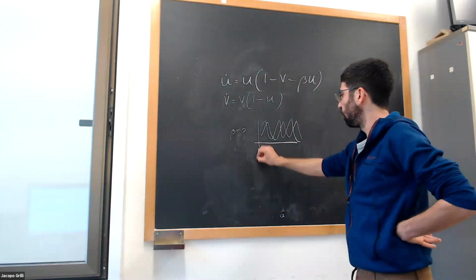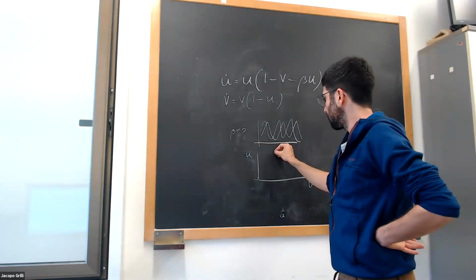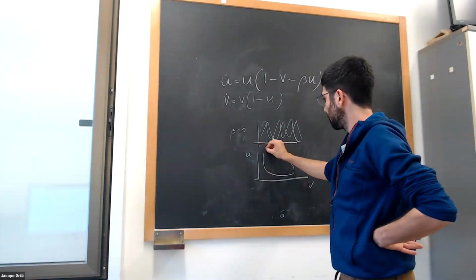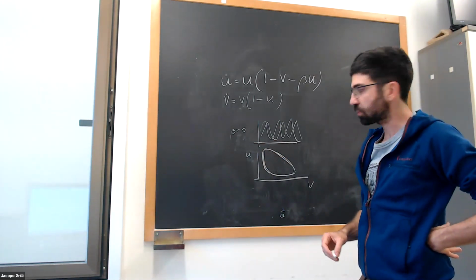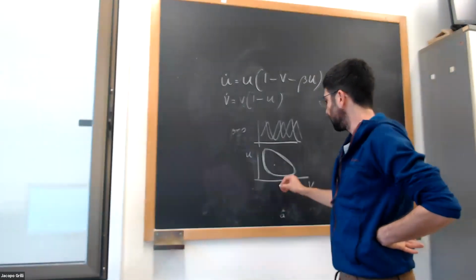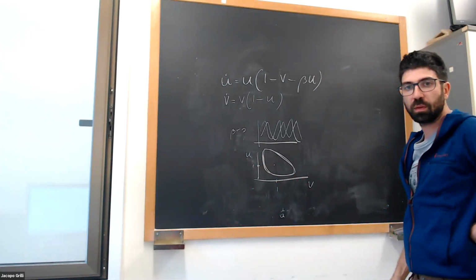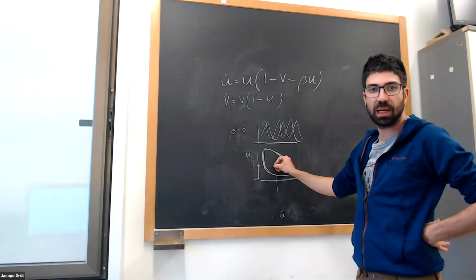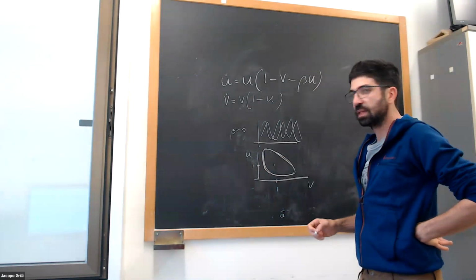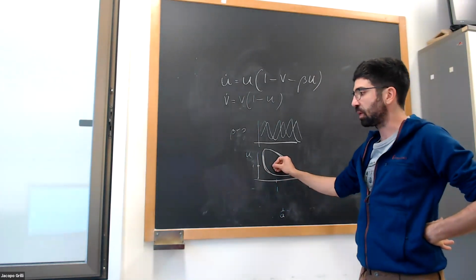Okay, so if you look in phase space, we have something like this, and we keep oscillating. And here there is the fixed point (1, 1). This is if beta equal to 0. And if beta equal to 0, this fixed point, as Ivano suggested, is marginally stable. Okay, so this fixed point is marginally stable.